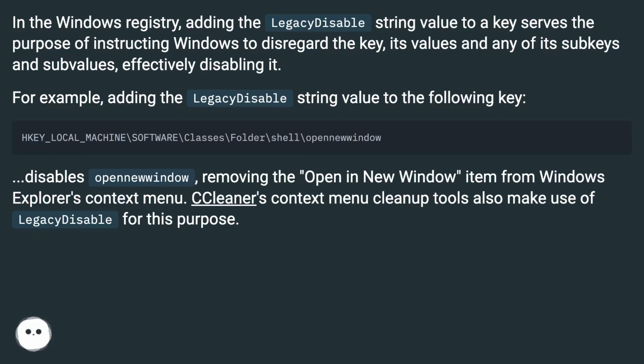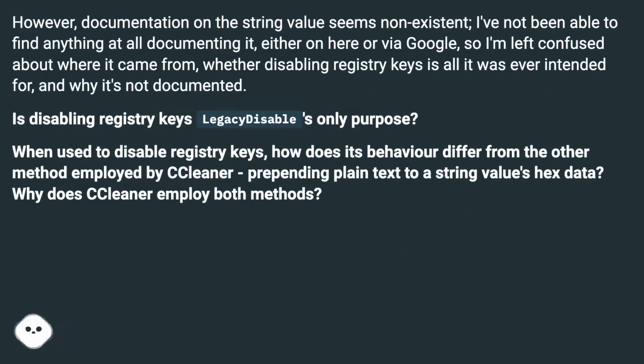CCleaner's context menu cleanup tools also make use of LegacyDisable for this purpose. However, documentation on the string value seems non-existent. I've not been able to find anything at all documenting it, either on here or via Google, so I'm left confused about where it came from, whether disabling registry keys is all it was ever intended for, and why it's not documented. Is disabling registry keys LegacyDisable's only purpose?